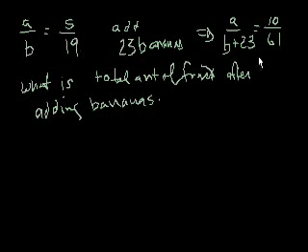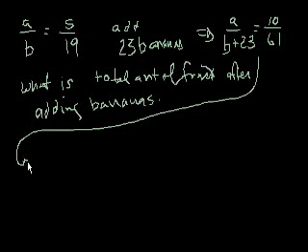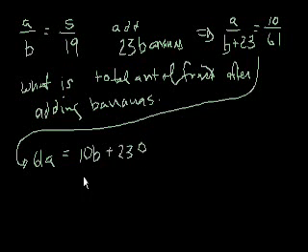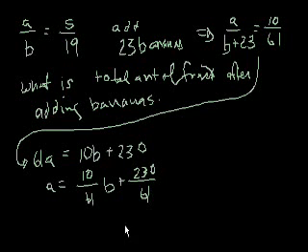Well, once again, we have two equations and two unknowns. I guess let's take this equation first because it's a little more complicated. We know if we cross multiply that 61A is equal to 10B plus 230. And if we divide both sides by 61, we know that A is equal to 10 over 61 B plus 230 over 61.